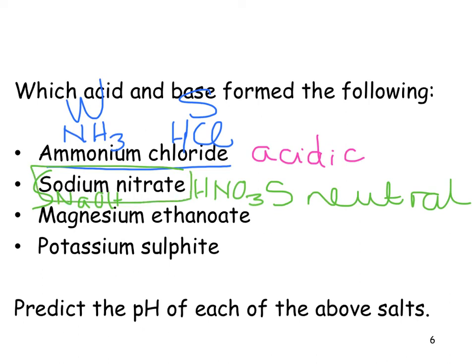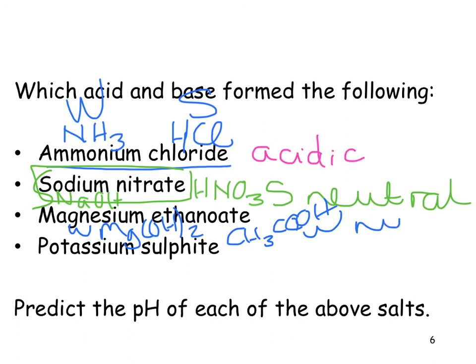If I take something like magnesium hydroxide, Mg(OH)2, that is a weak base. Ethanoate comes from ethanoic acid, which from your organic chemistry you'll remember is CH3COOH, and that's also a weak acid. So we are going to land up with a neutral endpoint because weak and weak land up neutral.